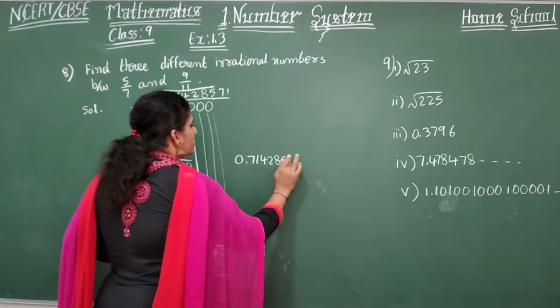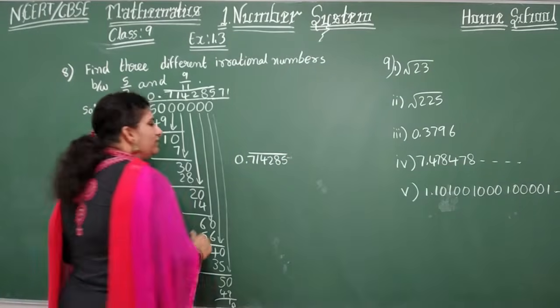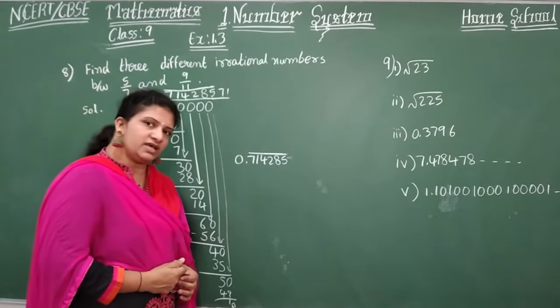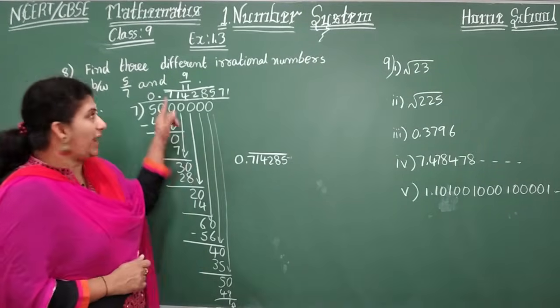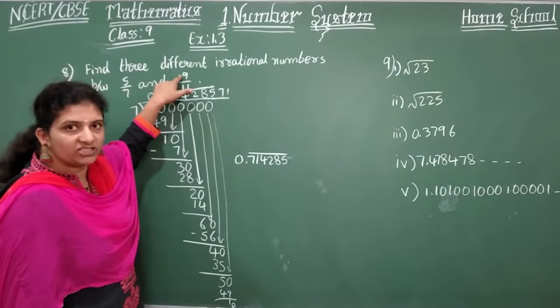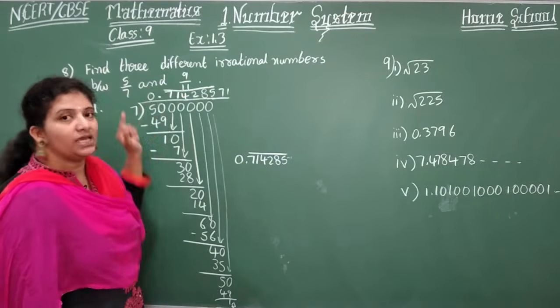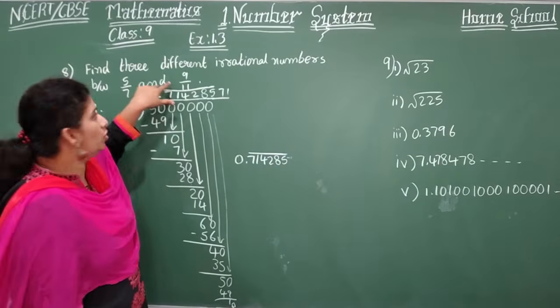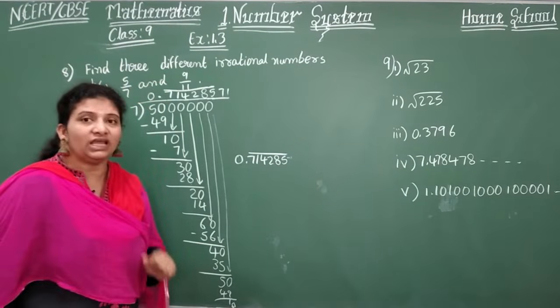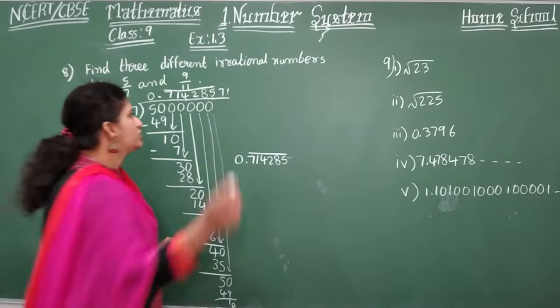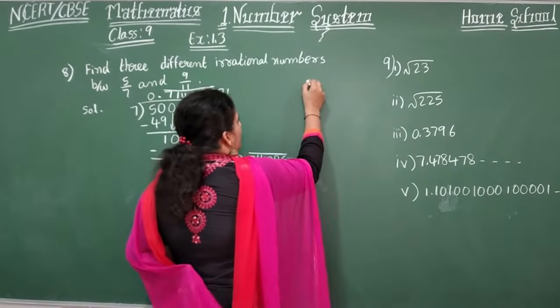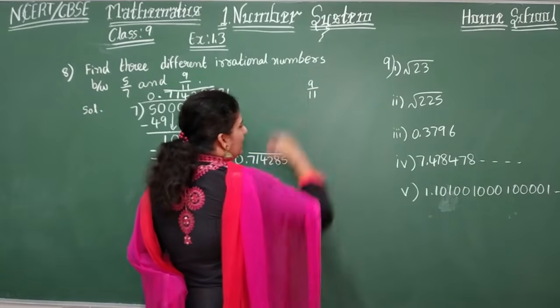0.714285 is your repeating. How many digits are repeated? 6 digits are repeated. So one more fraction given, one more rational number given. In between these two, you need to find 3 different irrational numbers. So now, what is one more fraction? It will be 9 by 11.